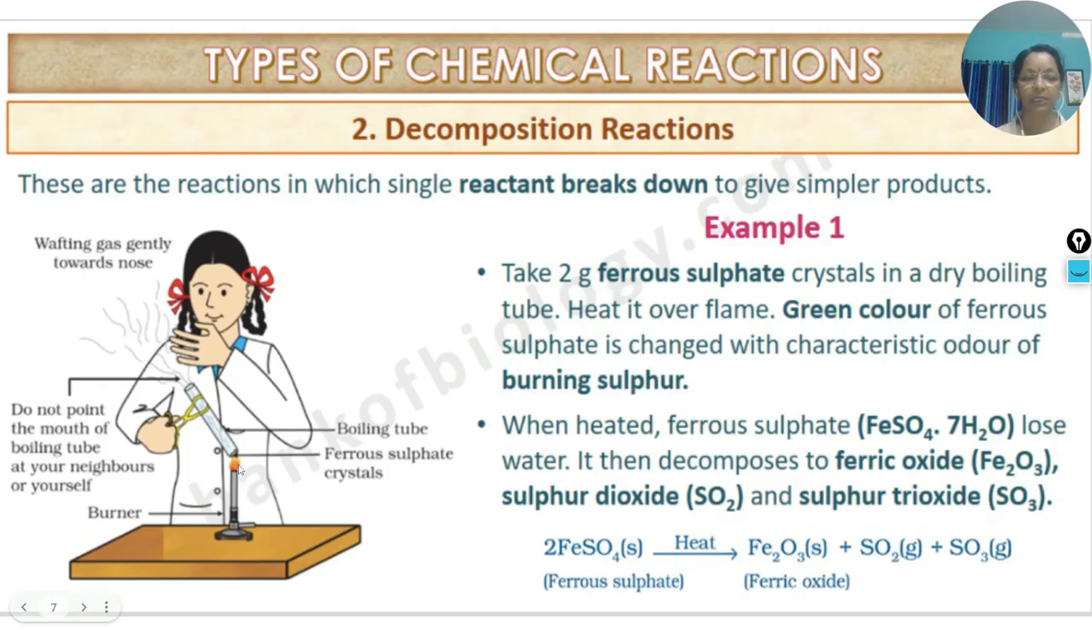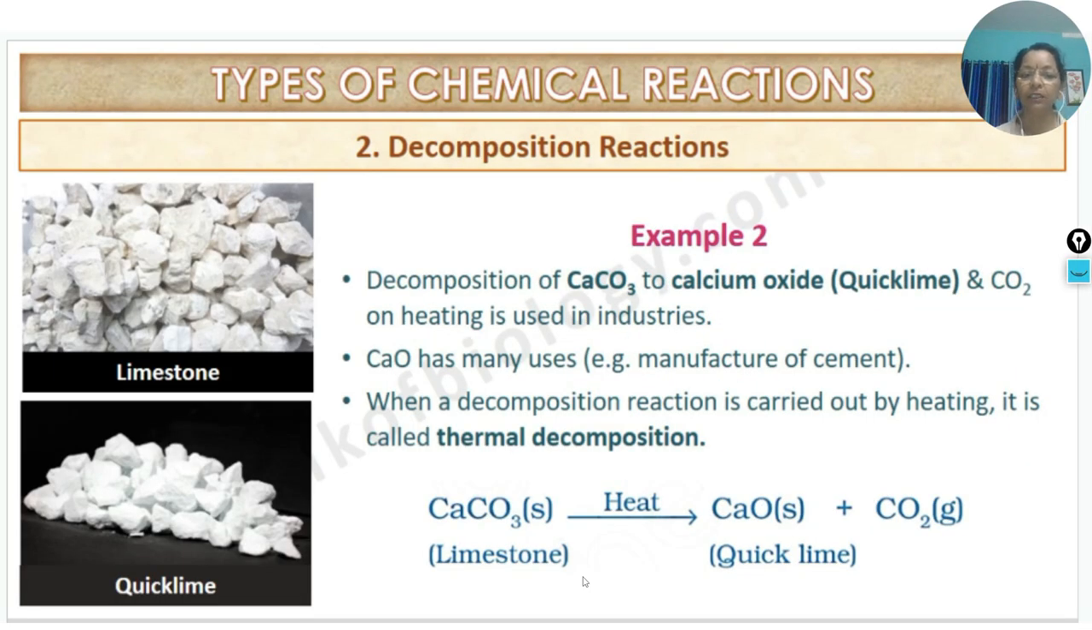That means if we want to conduct the reaction, we need to supply heat. Such type of reaction in which heat is being absorbed is called an endothermic reaction. So this is a decomposition reaction, as well as an endothermic reaction. Then another example is decomposition of calcium carbonate. And this is how calcium oxide is produced.